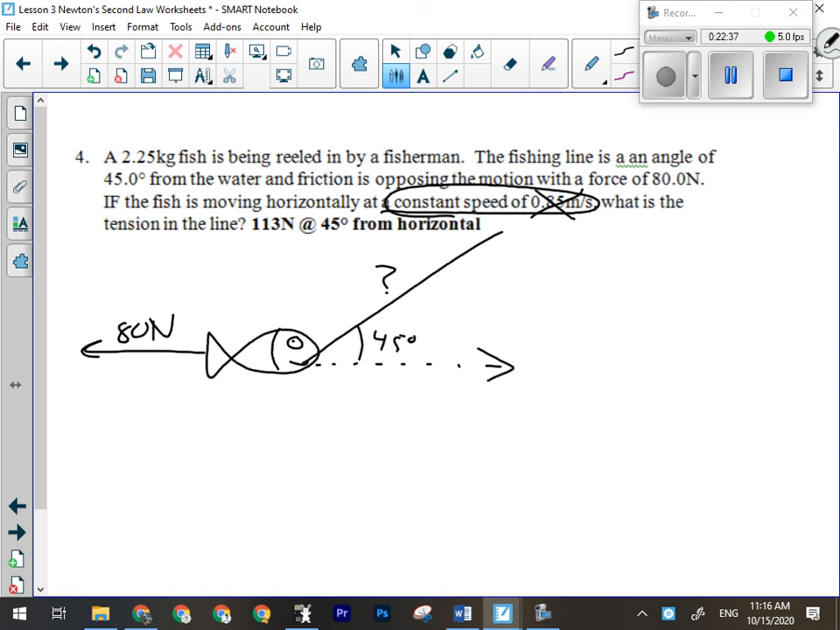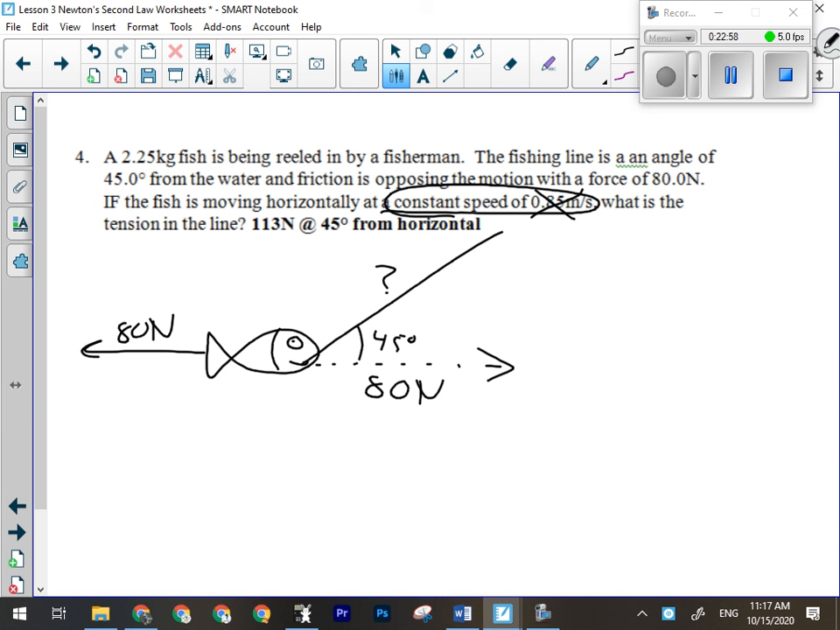80 newtons. Again, net force was 0, so my vector sum of all forces is 0. I have to have 80 newtons acting directly forwards because I've got 80 newtons acting directly backwards. Now, I have one side and an angle. Can I find the tension in the line?